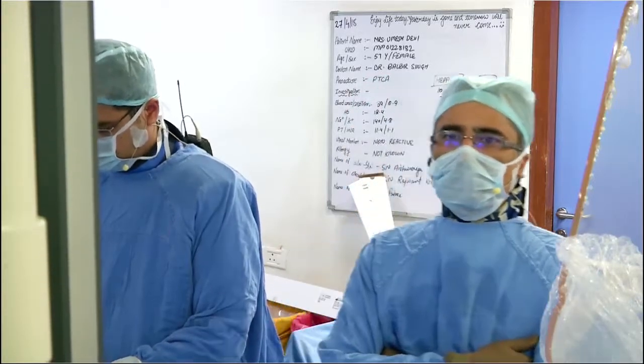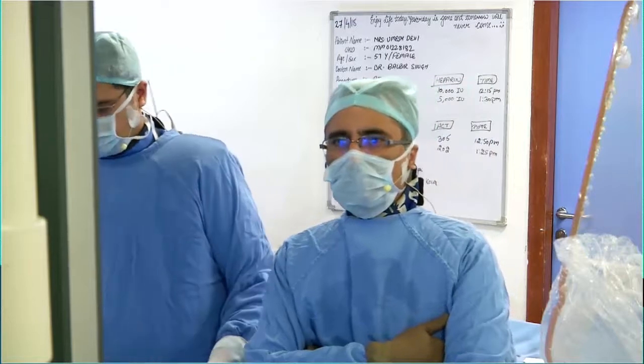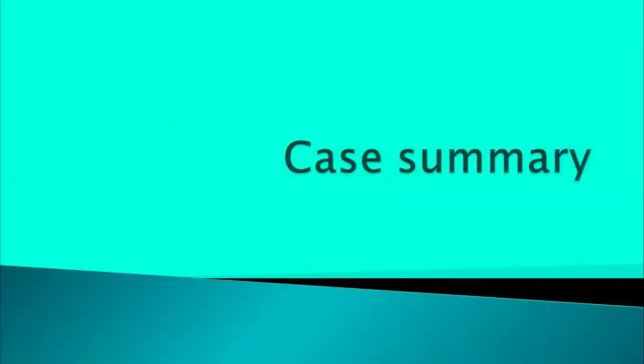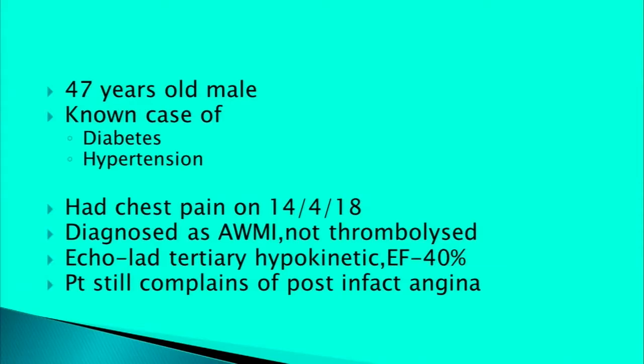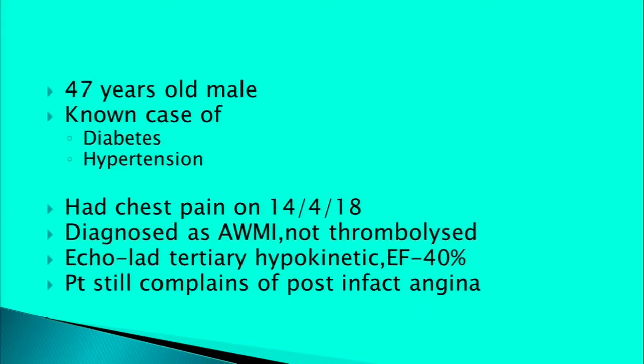The patient presently on the cath table is a 47-year-old male who is diabetic and hypertensive. He had chest pain on the 14th of April, a few days back, and it was diagnosed as anterior wall myocardial infarction. On echocardiogram, the LAD territory is hypokinetic with an ejection fraction of 40 to 45%, and the patient is still symptomatic, complaining of post-infarct angina. This is the case summary, and now we'll run you through the angiography views.